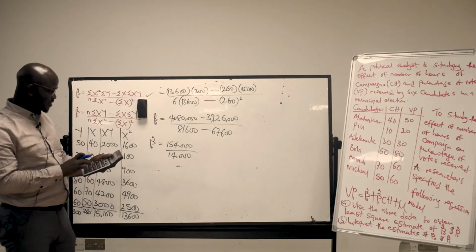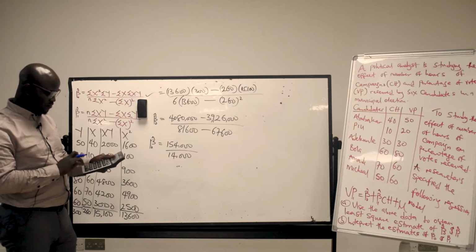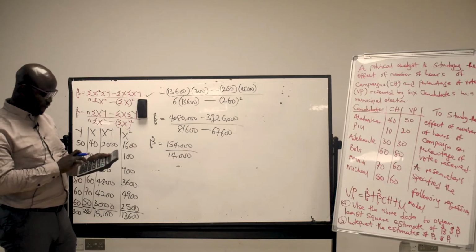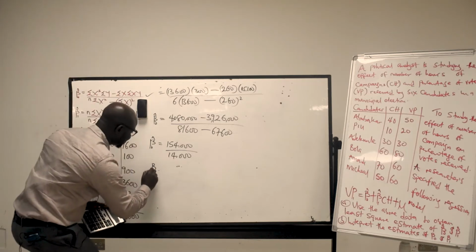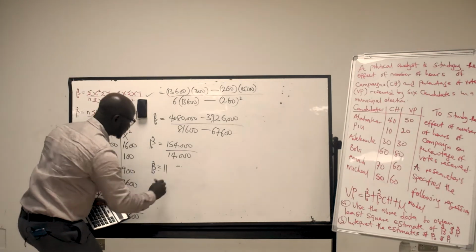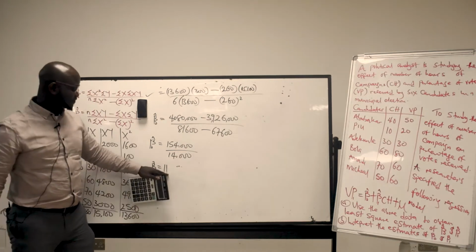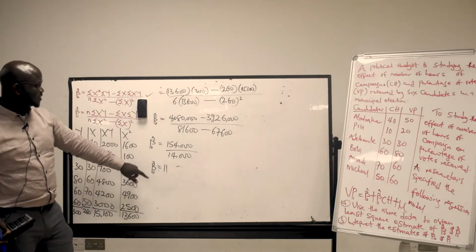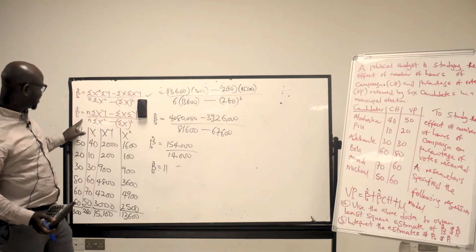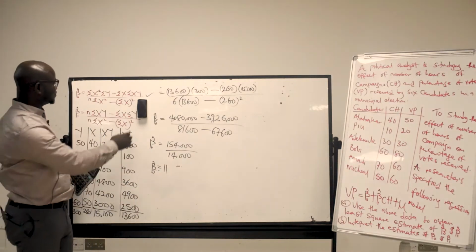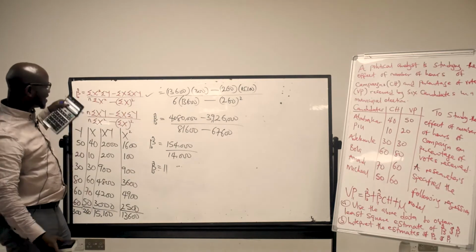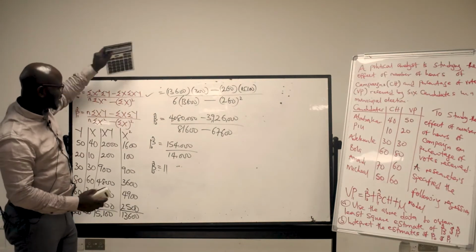What do we have, class? 154 divided by 14, we have 11. So beta naught cap is 11. So let's try to get the beta 1 now. So what is beta 1? Class, what is beta 1? 11 is the beta naught cap.